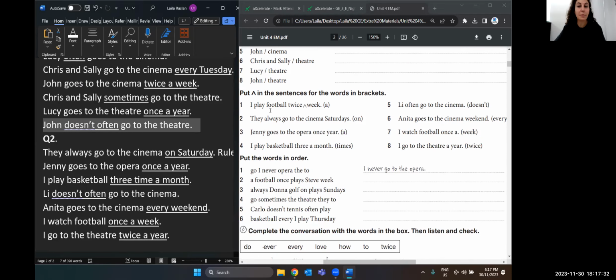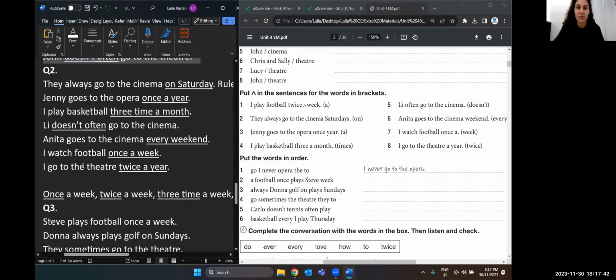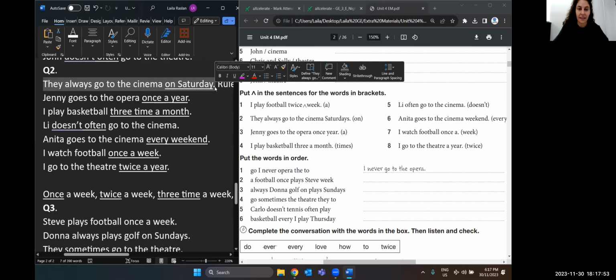I play football twice a week. We've got to put the words in the bracket, so it shows us where we need to put it. Number two, they always go to the cinema on Saturday.